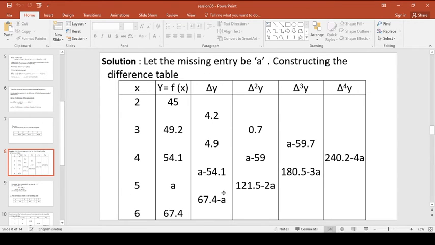Using these first forward differences we calculate the second forward differences. Here the difference of 4.9 and 4.2 is 0.7, and the difference of the next two terms is A minus 59, and the difference of the next two terms is 121.5 minus 2 into A, and then we calculate the third and then the fourth. Since we have only one missing entry, we calculate these forward differences until only one equation remains.